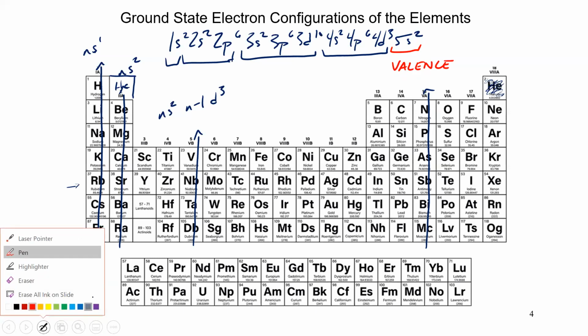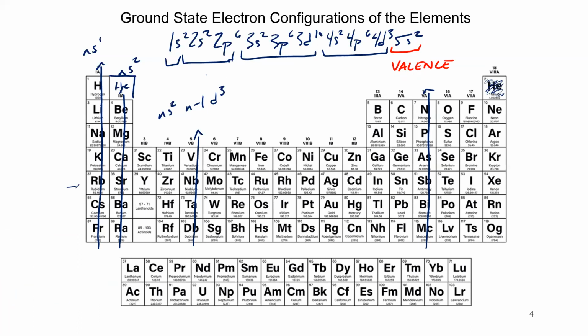and everything before that, including the 4d, which is not quite full, we call the core electrons, or sometimes the inner electrons. But the 4d electrons are considered core electrons, even though the 4d subshell isn't full. And so that's one argument for writing it this way.